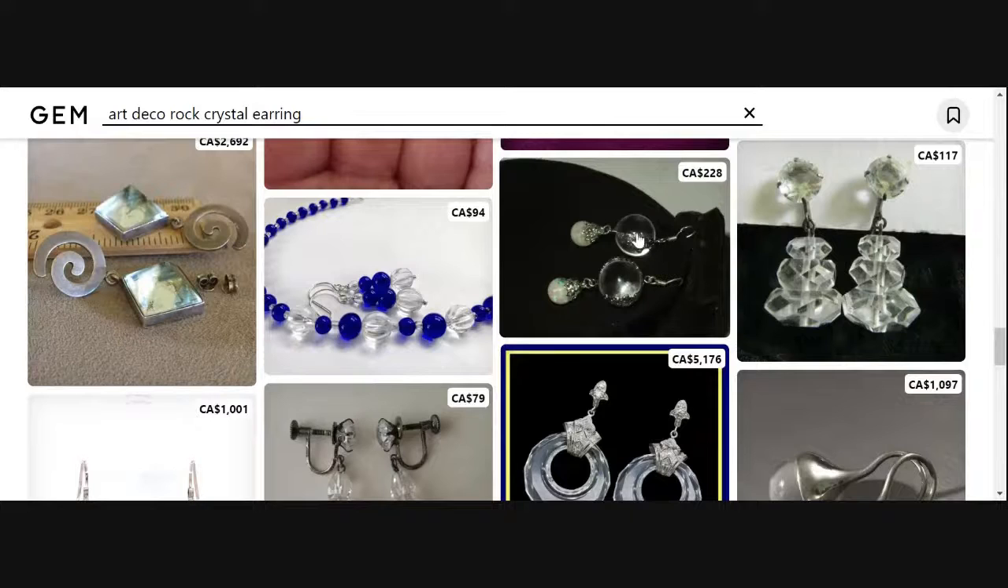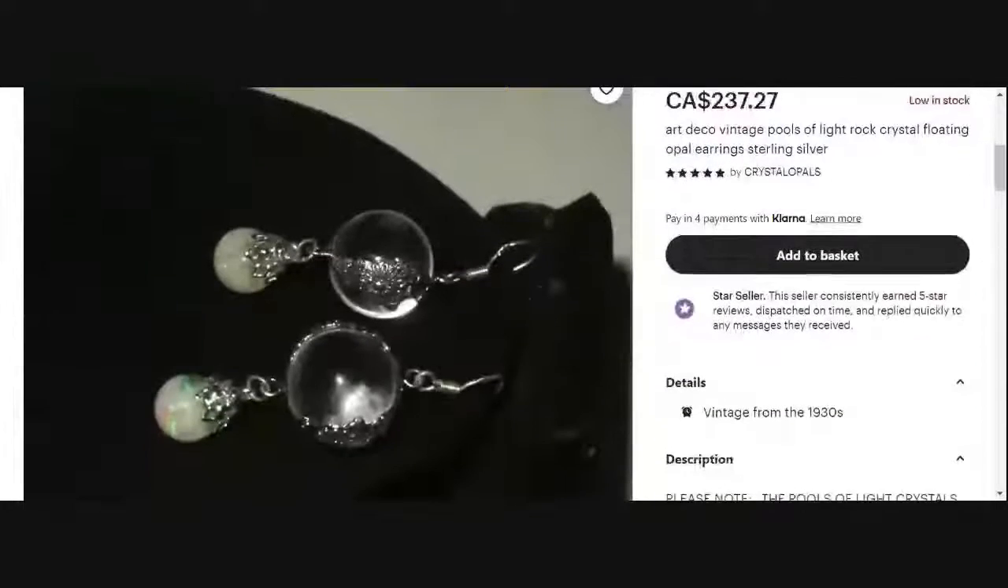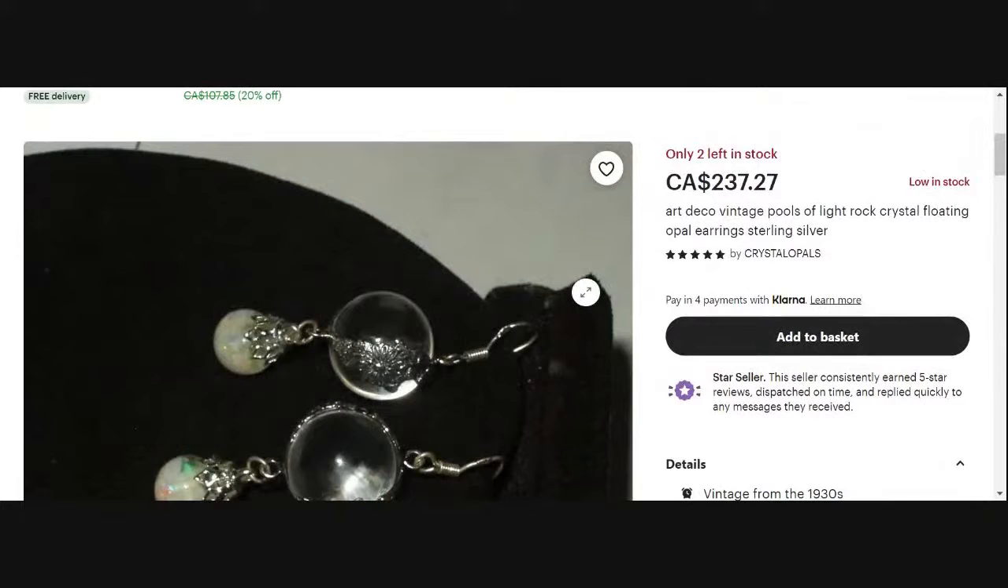Now, this is very interesting. And it almost looks like we have floating opals and what looks like pools of light. For fun, I'm going to click into this one. So I'm going to stop sharing and I'm going to reshare, and then we're going to talk about what we're looking at here. Okay. They say it is an Art Deco vintage pool of light rock crystal floating opal earring sterling silver.